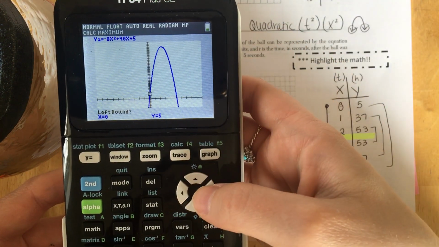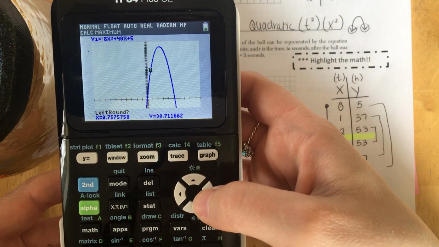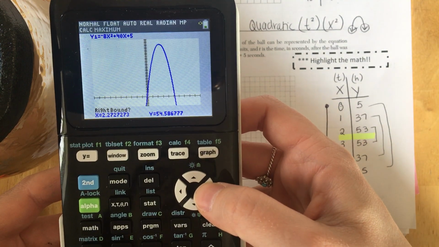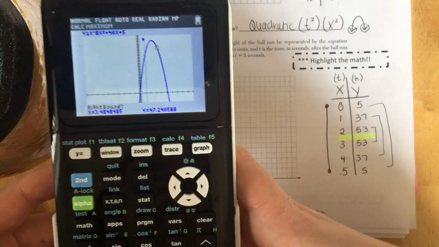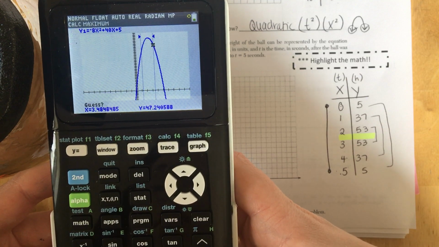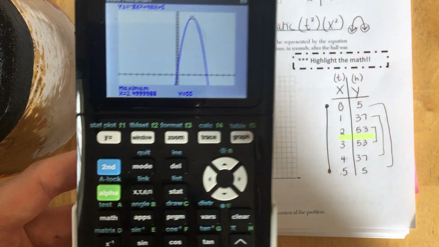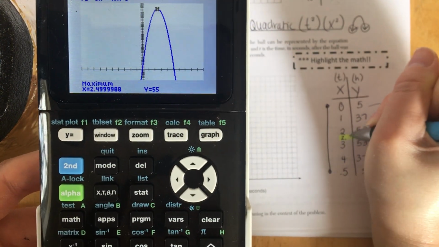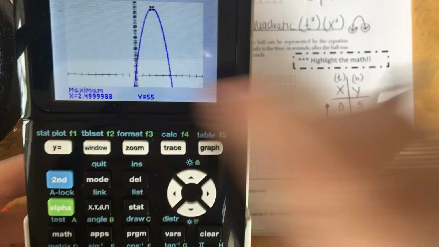Okay, so then you want to go left of your vertex. So we're a little left here, hit enter. Now scroll using your right arrow a little right of the vertex, hit enter, and then hit enter one more time. My number says 2.49. We round that to 2.5, guys. So 2.5 and then 55.